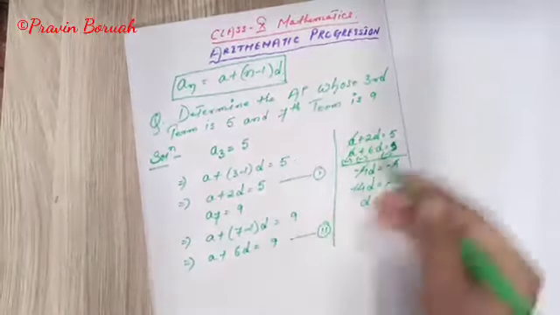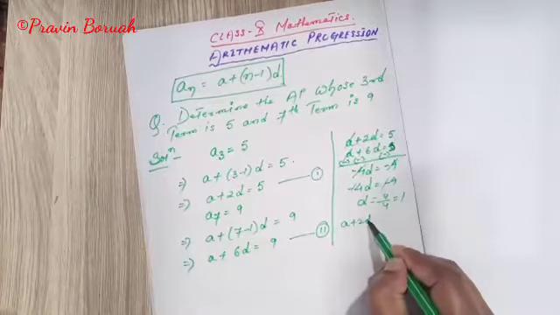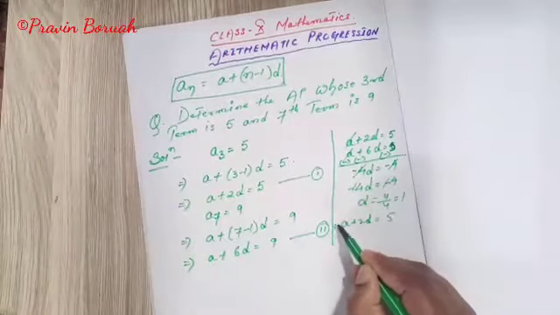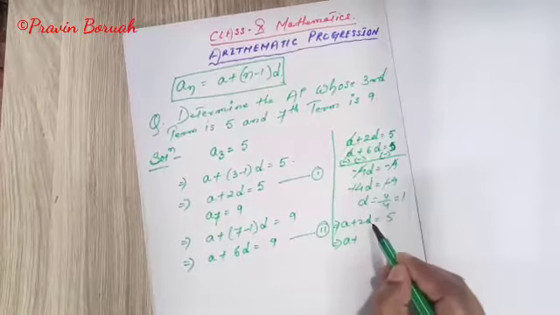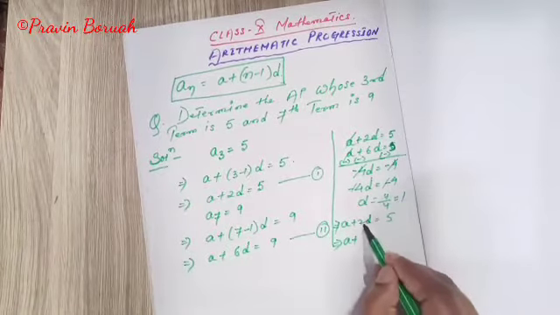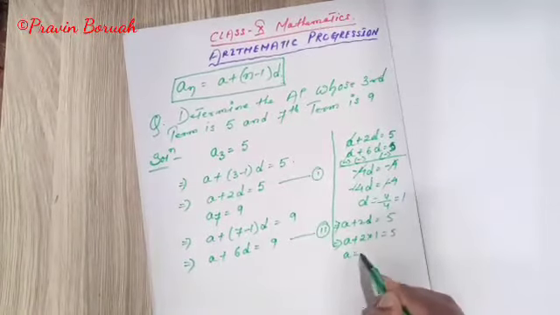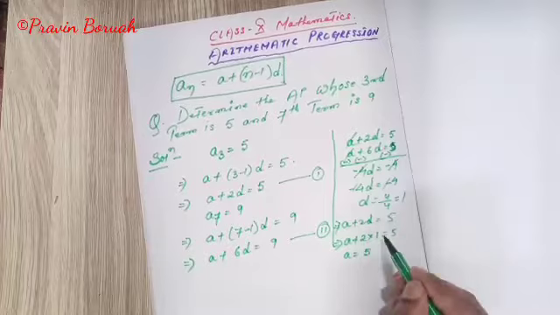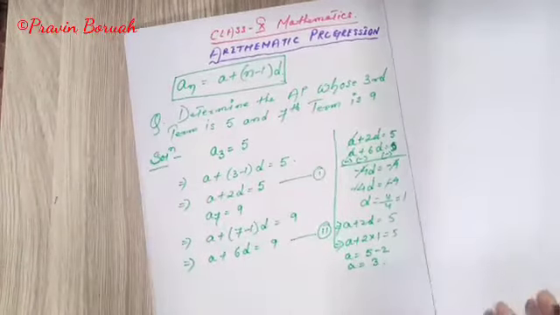So now put this value in this equation. a plus twice d is equal to 5. Okay, so now what you do: in a plus 2d, the value of d you put here. So 2 into d, we got 1, is equal to 5. So a is equal to 5, 2 ones are 2, 5 minus 2, so a is equal to 3. So a is equal to 3.